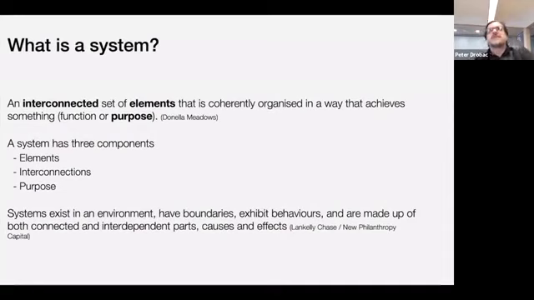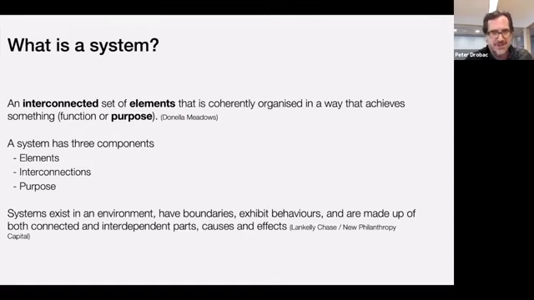Okay, so we talked about this a little bit last week, but very briefly to refresh, what is a system, or what comprises a system, I guess. A system is an interconnected set of elements that is organized in a coherent way and in a way that accomplishes something. So systems have a function or they have a purpose. We usually talk about a function when we talk about technical systems like a thermostat, and a purpose when we talk about social systems. So to break it down, systems have to have three things.